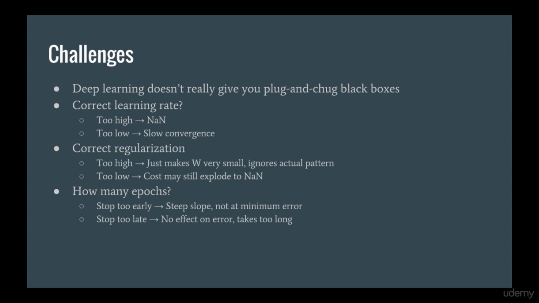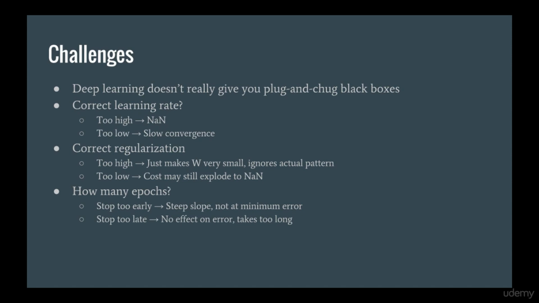Let's discuss some of the challenges we'll have when we try to solve this problem. Remember that deep learning is not really a plug-and-chug black box, so you need to choose the right hyperparameters in order for it to work well. So what are these challenges? The first is choosing the correct learning rate. If you choose something too high, your cost is going to explode and become not a number. If you choose something too low, you'll have very slow convergence.